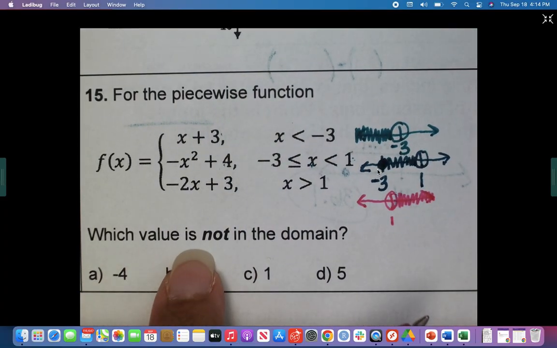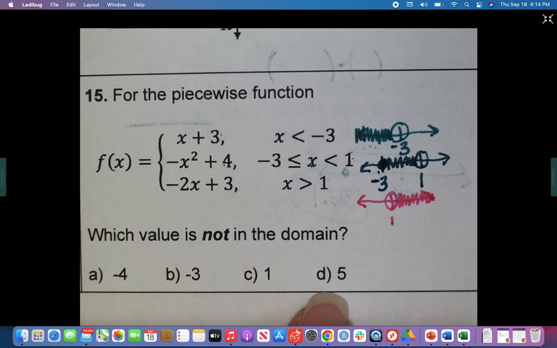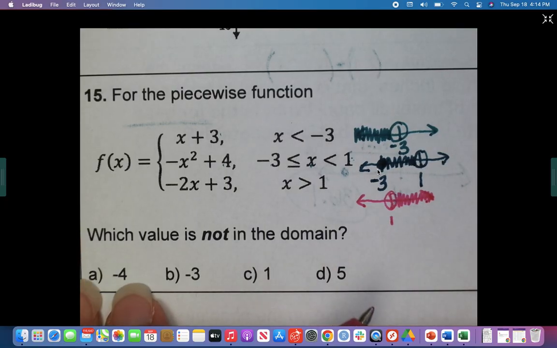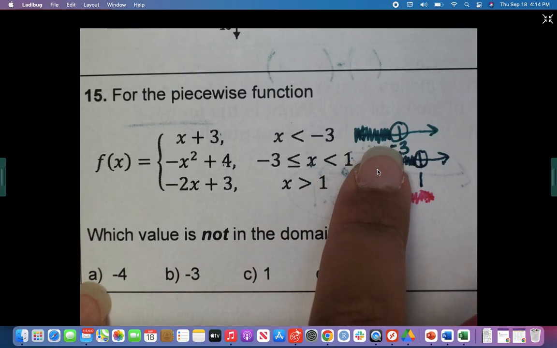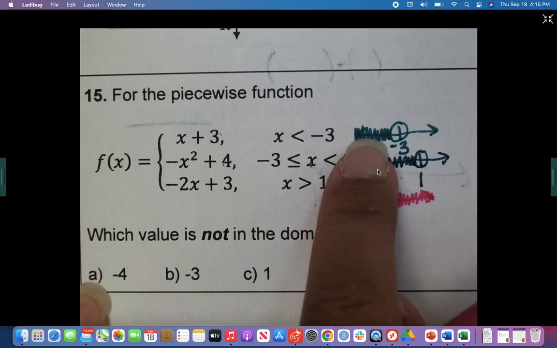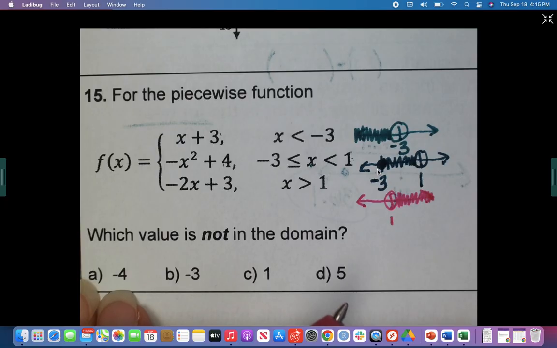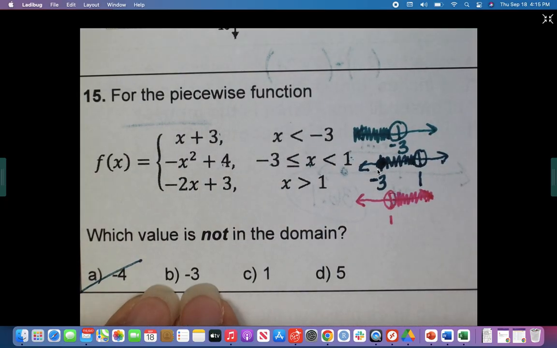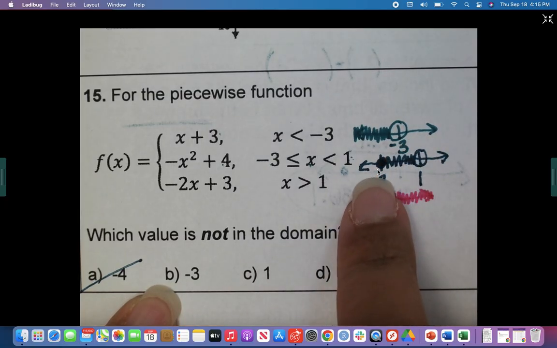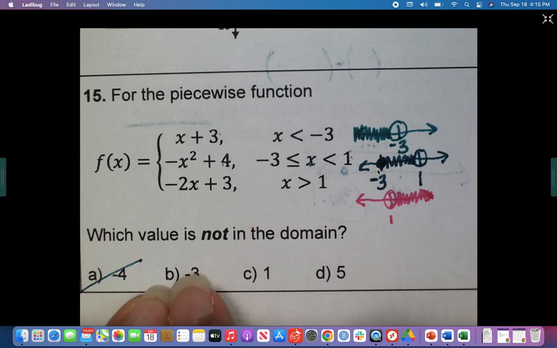So then which value is not in the domain? So which one of these values does not fit or is not on these number lines? So is -4 to the left of -3 on the number line? Yes, it is. So it would fit in this interval right here, which means I have somewhere to plug it in. So it would not be A because I have somewhere to plug it in. -3. So it can't equal -3 here because that's an open dot. It can here though because that's a solid dot. So again, I have somewhere to plug in -3, which means I can get a value, which means it is in the domain.